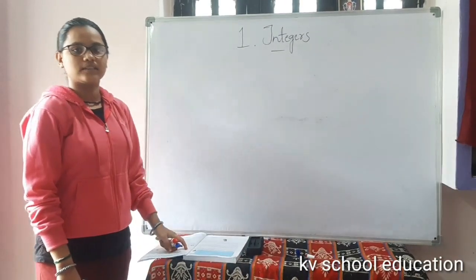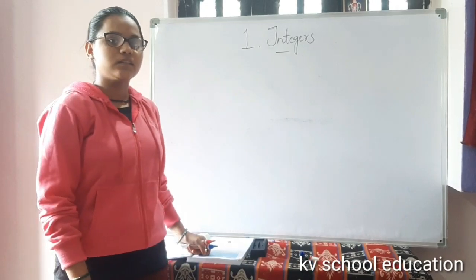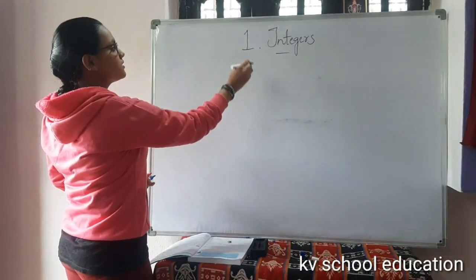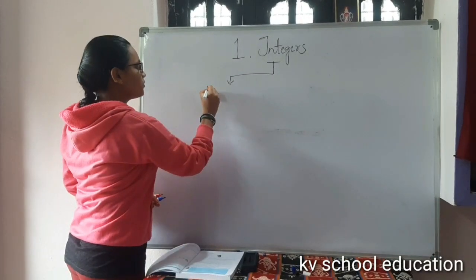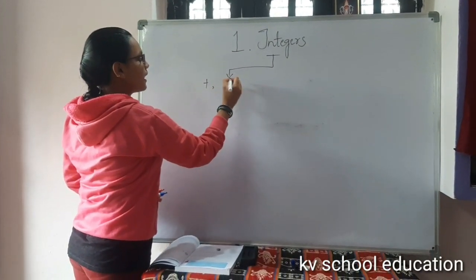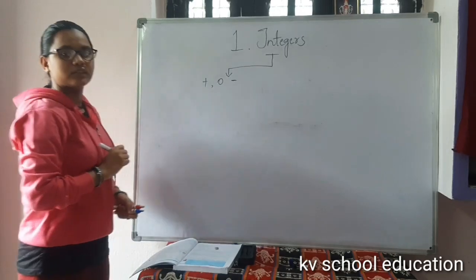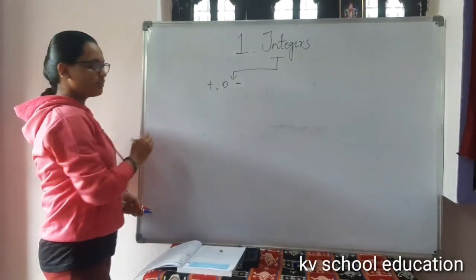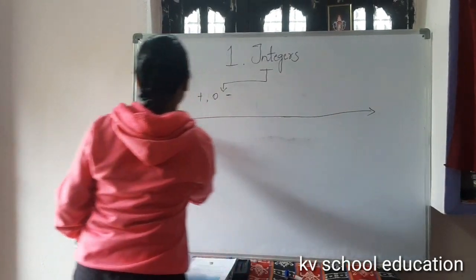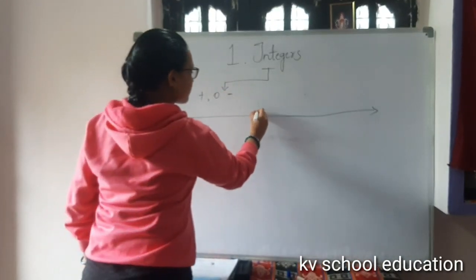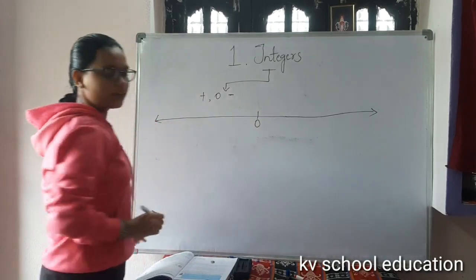Today I am going to teach chapter number 1 of class 7, which is integers. Integers are the combination of positive numbers, negative numbers and including 0. This is known as integers. So if we draw a number line, the 0 must come between the positive numbers and negative numbers.